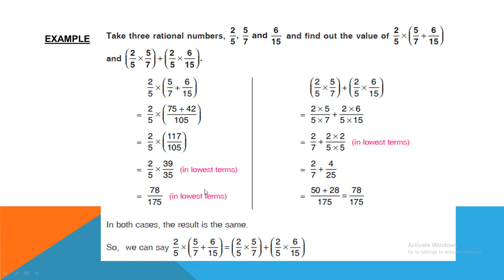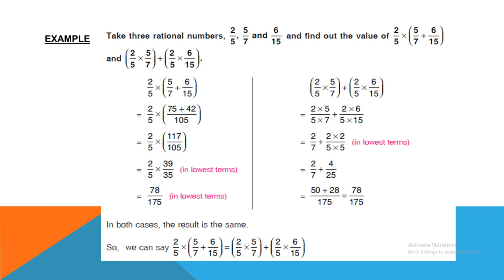So we see that multiplication is distributed over addition. So means 2 upon 5 into 5 by 7 plus 6 by 15. So you have to multiply 2 by 5 with this one number first, then you have to add 2 upon 5 into 6 by 15. So multiplication is distributed over addition. Same way we have subtraction. Okay. So these are all properties of multiplication.